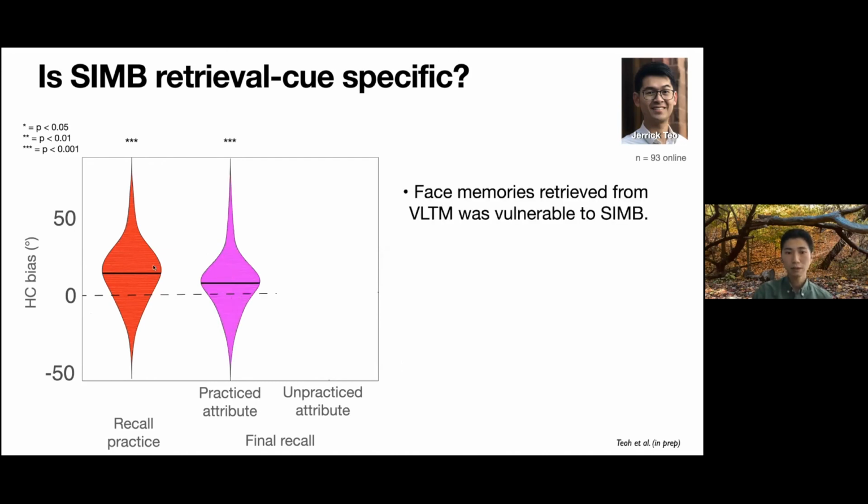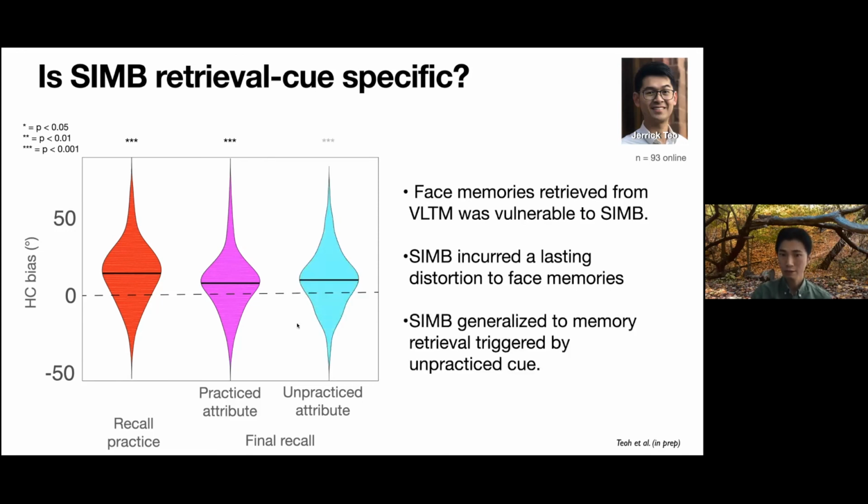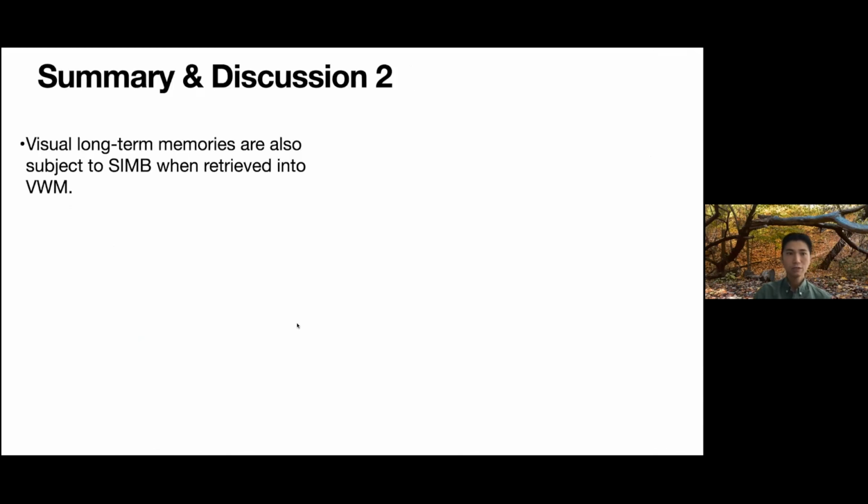When we look at the across time generalization, we are able to show that the SIMB induced a lasting distortion. Now the question is, does this effect generalize to the time when you retrieve that face using a different retrieval cue? The answer was yes. We were able to show that the SIMB generalized to memory retrieval that was triggered by a different retrieval cue.